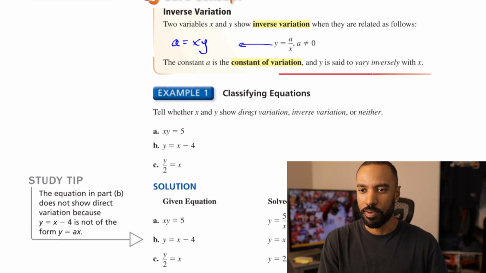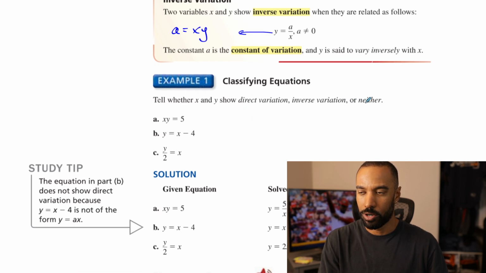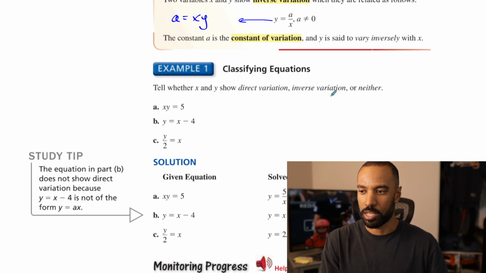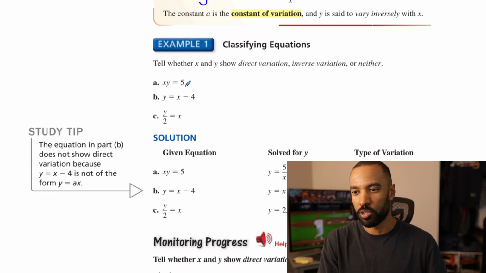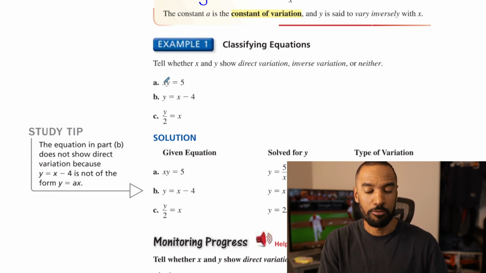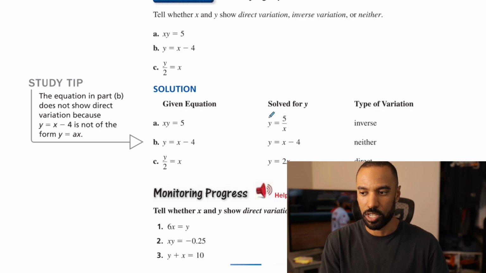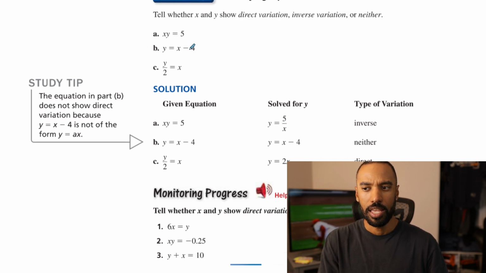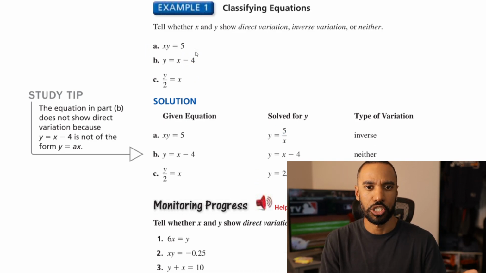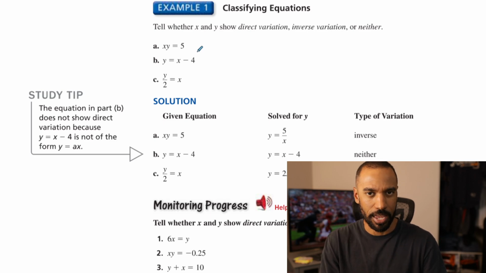And let's go ahead and classify when we have inverse versus direct variation or neither. This example 1, parts A, B, C, tell whether they show direct, inverse, or neither. This one does have a constant with the product, but to hit it home a little bit more, if we get y by itself by dividing both sides by x, you can see an example of inverse variation right there. That's the y equals a over x scenario. So x minus 4, subtraction and addition aren't concepts of variation.